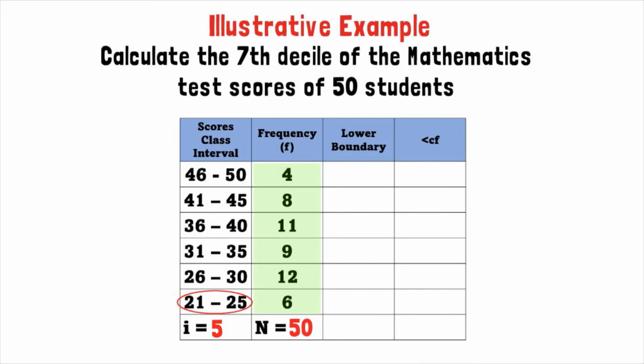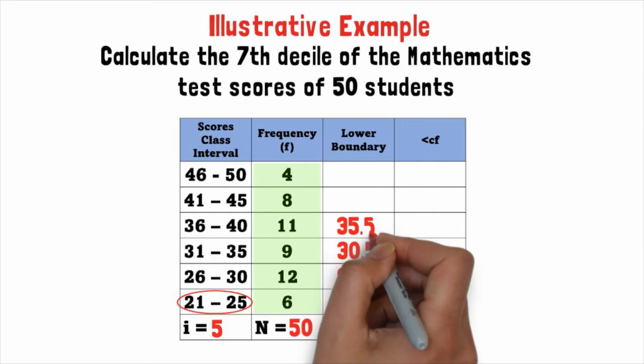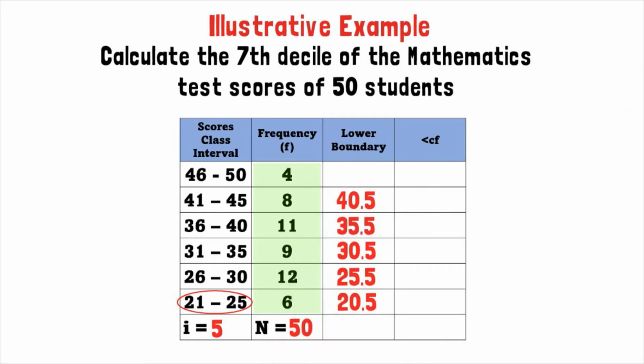Next is to complete our table. Our task is to find our lower boundaries and the less than cumulative frequency. To get the lower boundary, we just subtract 0.5 from the lower limit. We have 21 minus 0.5 is equal to 20.5. 26 minus 0.5 is 25.5. 31 minus 0.5 is 30.5, until we get to 46 minus 0.5, which is equal to 45.5.